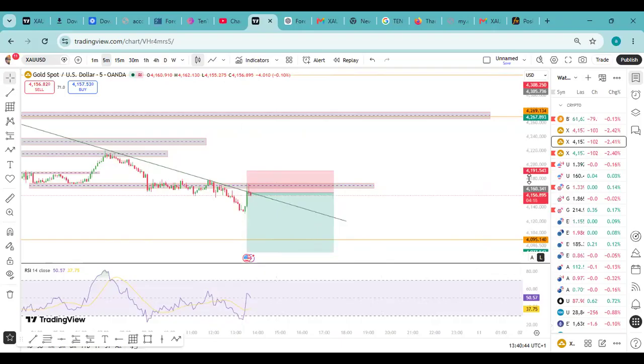My stop loss is 4191.54. Right? 4191.54, that's my stop loss. So let me start inputting that too. And just please manage your trade. 4191.54.